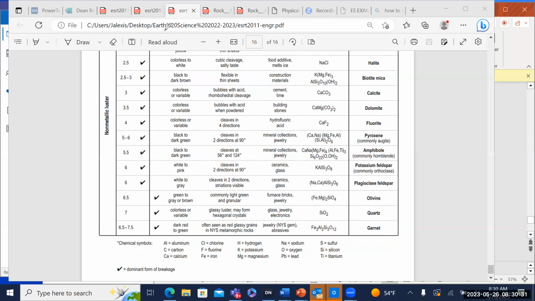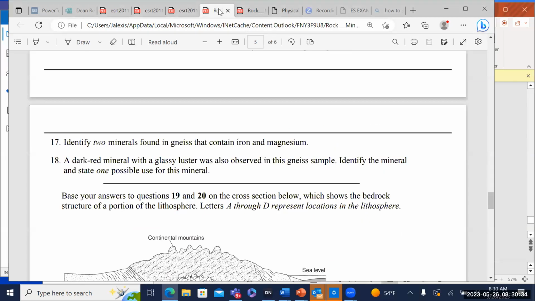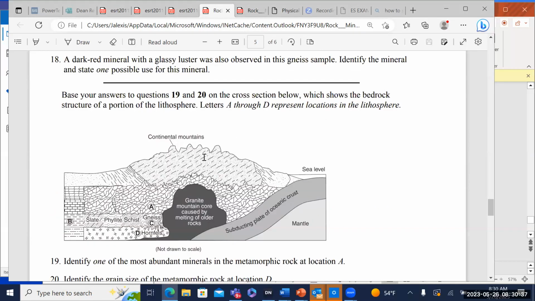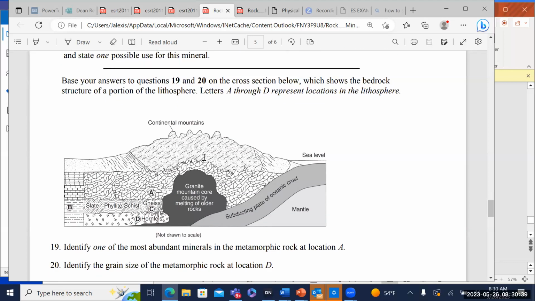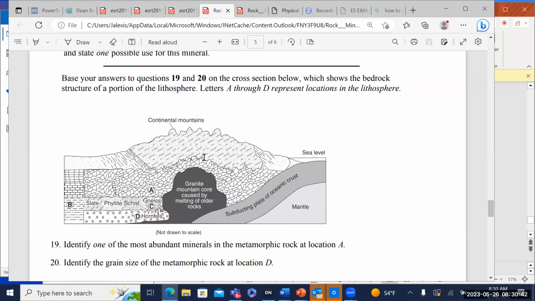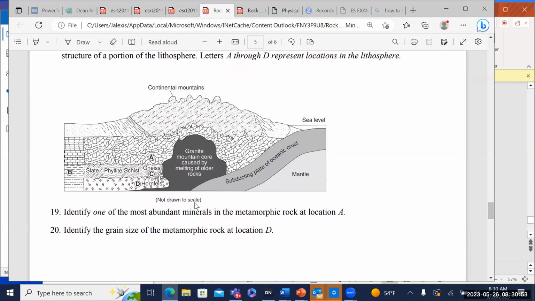So number 19 now. Number 19 says, based on your answers to question 19 and 20, use the cross section below, which shows the bedrock structure of a portion of the lithosphere. Letters A through D represent locations in the lithosphere. So this is all in the lithosphere. Number 19 says, identify one of the most abundant minerals in the metamorphic rock at location A.